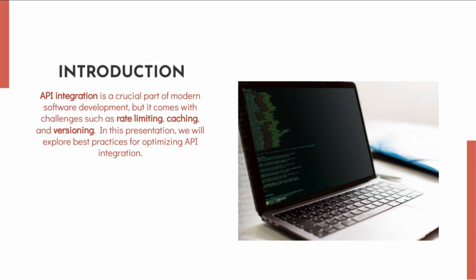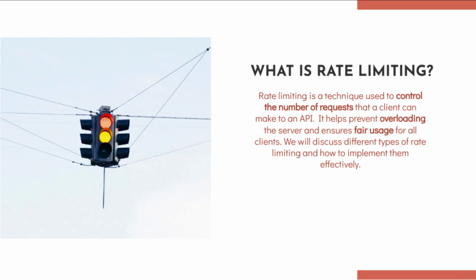Implementing rate limiting helps protect both the API provider and the API consumer from abuse or excessive usage. Here are some best practices for rate limiting. Define and enforce rate limits based on the needs of your API and its users. Communicate rate limits to API consumers through headers or response payloads.